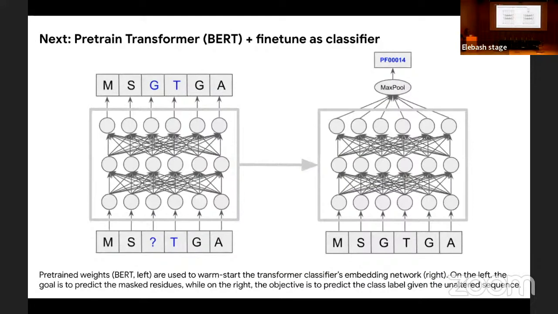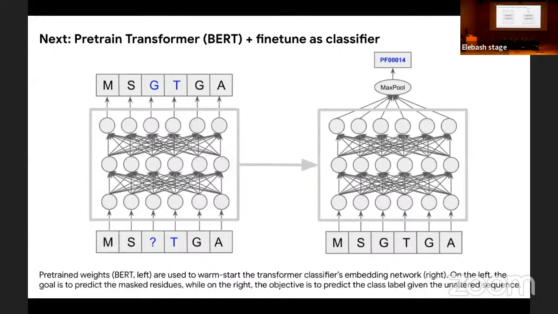So we next asked, can we pre-train models in order to take advantage of the abundance of sequence data that exists? We have billions and billions of sequences. We can train using a self-supervision task where we delete elements of sequences and try and predict them back. That's what's shown on the left-hand side here. This model is trained to predict back where the question mark is.